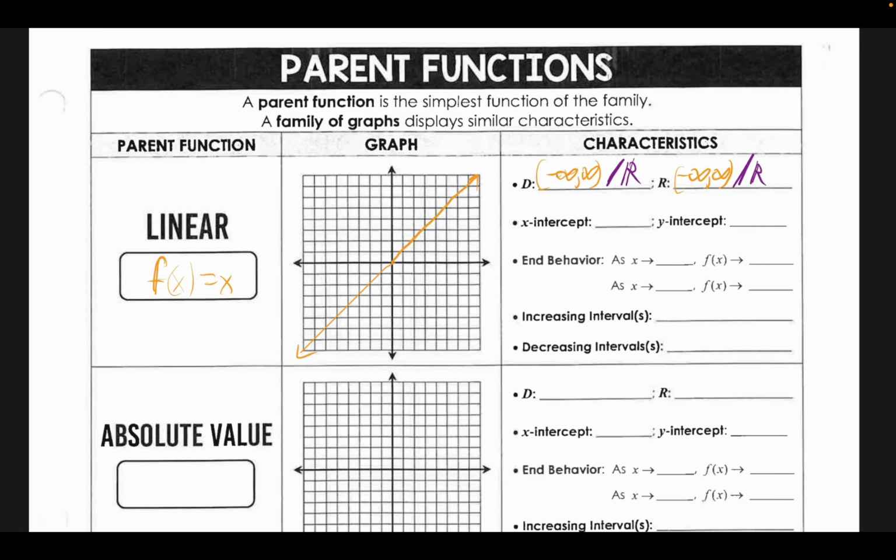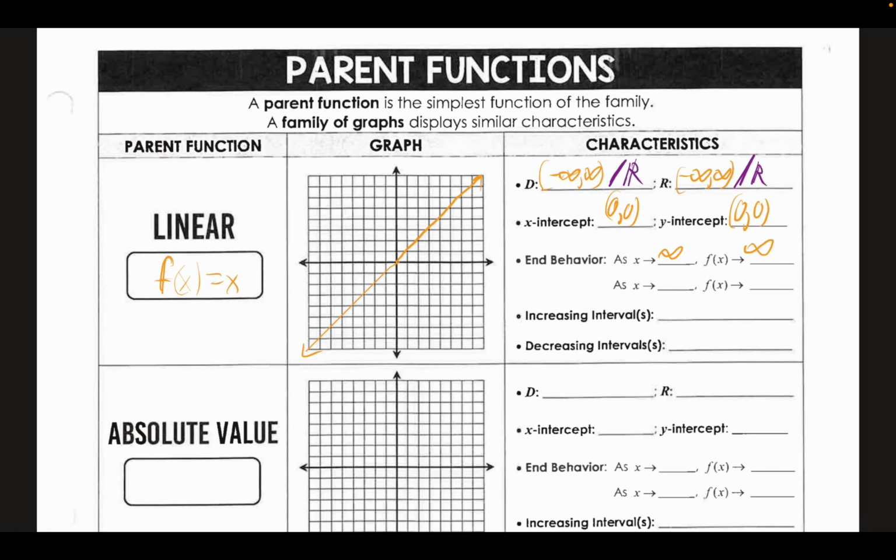Then the x-intercept, where does it cross the x-axis? It crosses the x-axis right here at (0, 0), which is actually the same place it crosses the y-axis, also at (0, 0). It crosses both there because the origin is where those two axes meet. The end behavior: as x goes to, we listed it earlier as positive infinity first, so I'm going to be consistent and list it as positive infinity first. The y values, or f of x values, also go to positive infinity. So we go forever right, we go forever up. And as we go forever left to negative infinity, we go forever down to negative infinity as well.